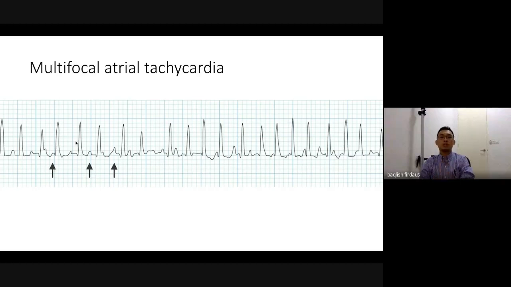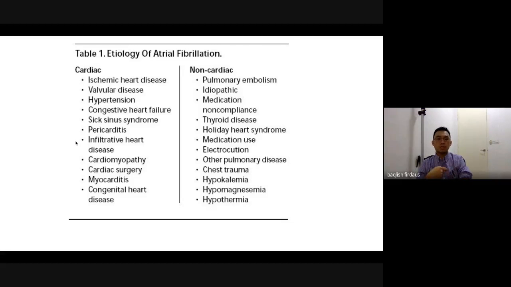The causes of multifocal atrial tachycardia are almost similar to the etiology of atrial fibrillation. It can be of cardiac origin or non-cardiac origin. The commonest cause of atrial fibrillation is ischemic heart disease, a patient with a previous history of acute myocardial infarction, or a patient with valvular disease, especially mitral stenosis, or hypertension. A patient with just hypertension, when we do ECG, can have atrial fibrillation.